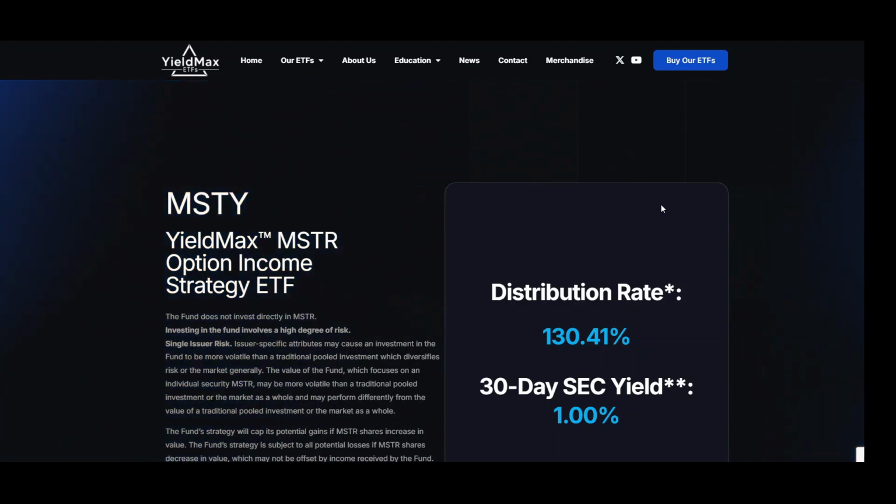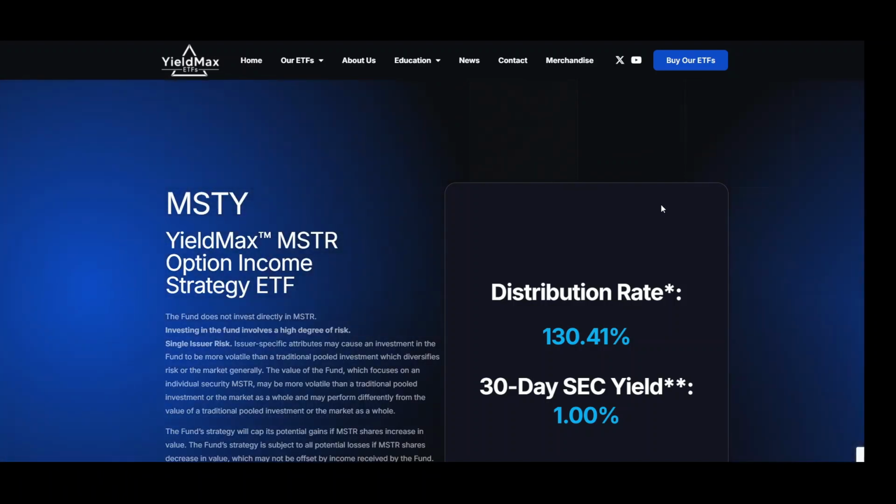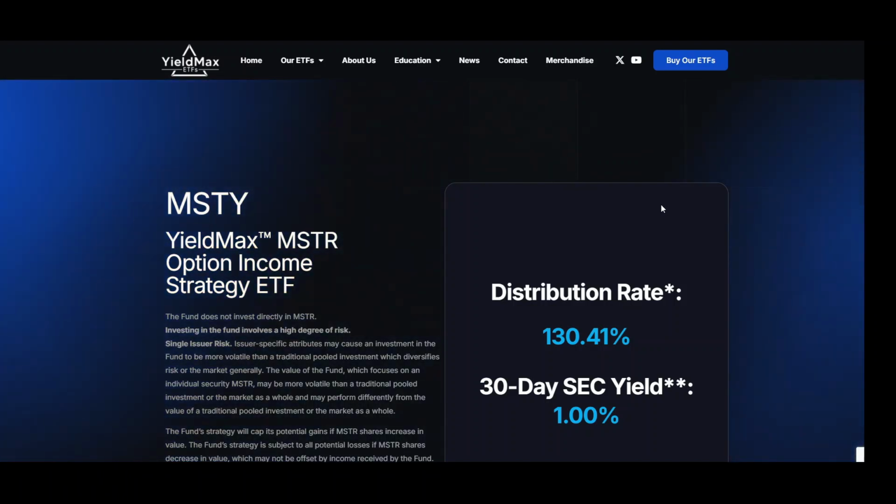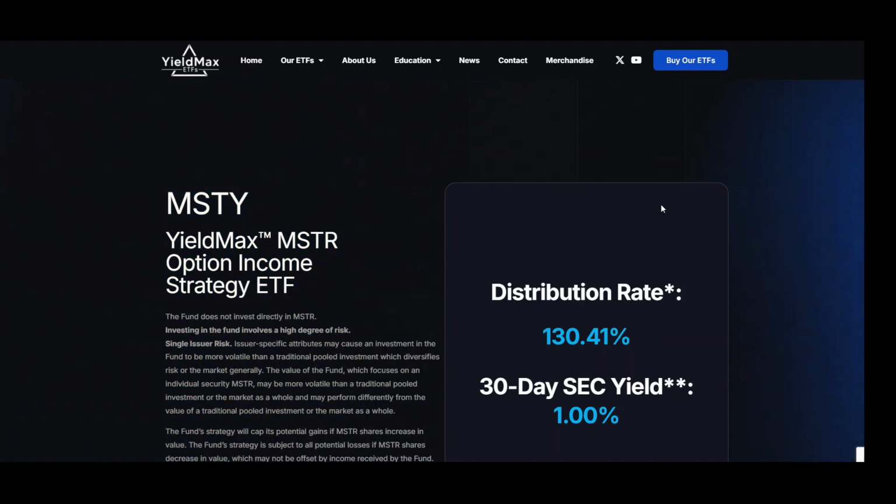So with MSTY setting at a current distribution rate of 130%, let's take a moment and see where we're at on the chart and see if we're at any type of resistance or supports after today.